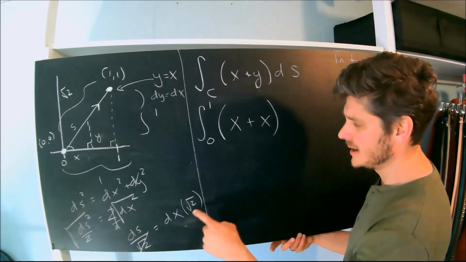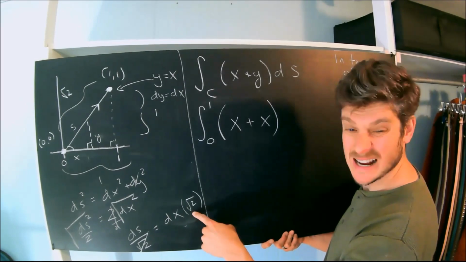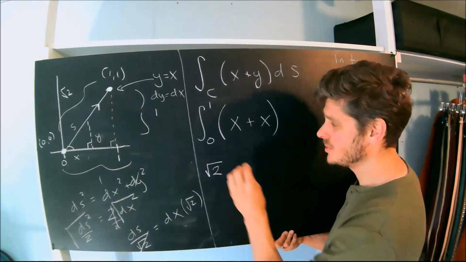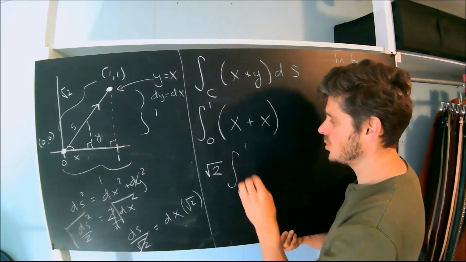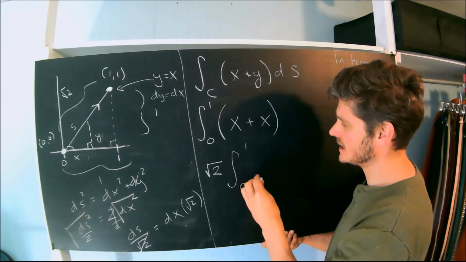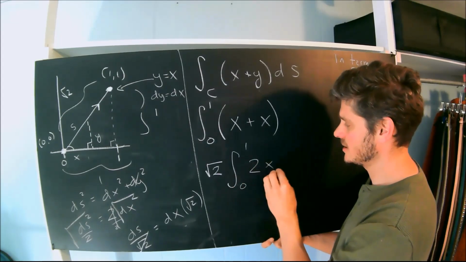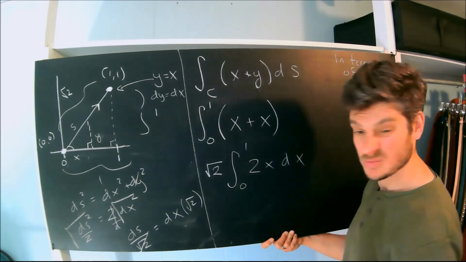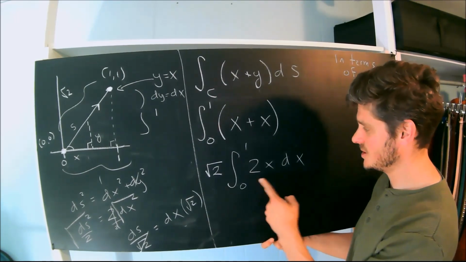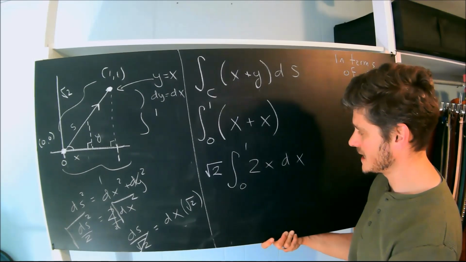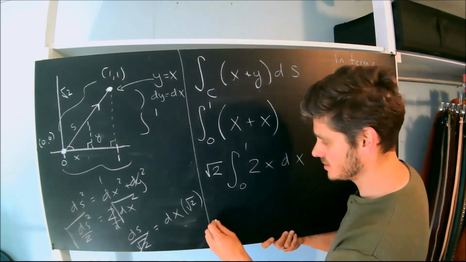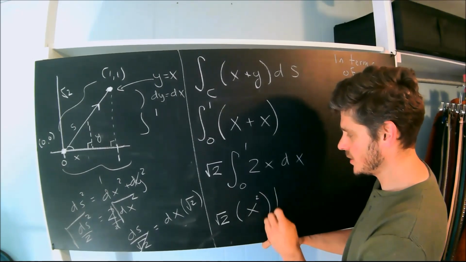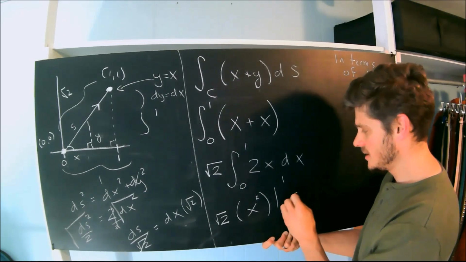Alright. So, I get that constant of root 2, so it's a constant. Again, I'll pull that outside my limits of integration. So integrating root 2 from 0 to 1 of x plus x, well, that's going to be 2x dx. And now, integrate. What's the antiderivative of 2x with respect to x? X squared. So root 2 times x squared, evaluated from 0 to 1.